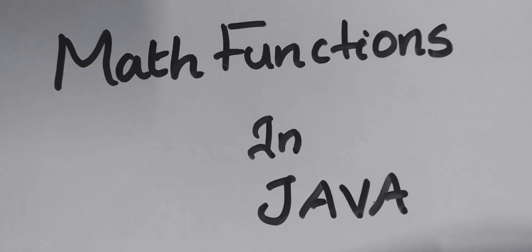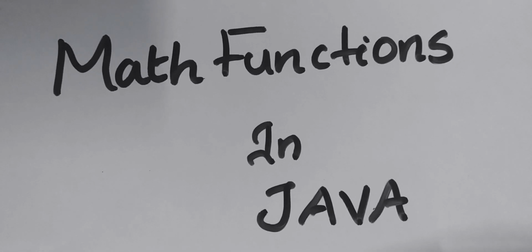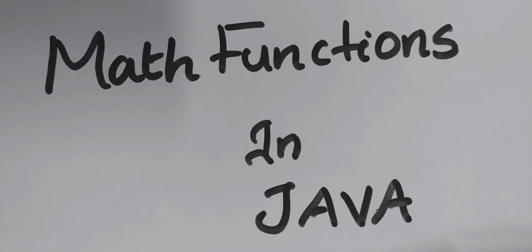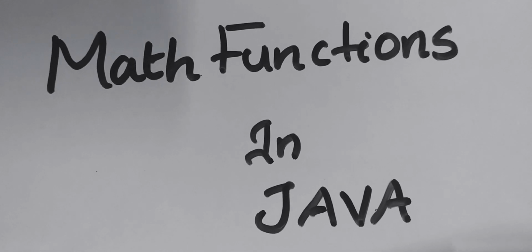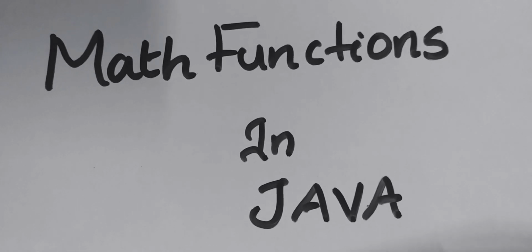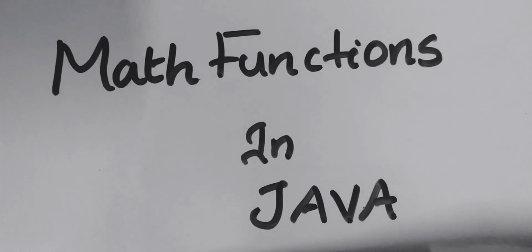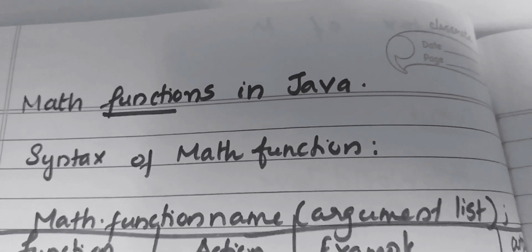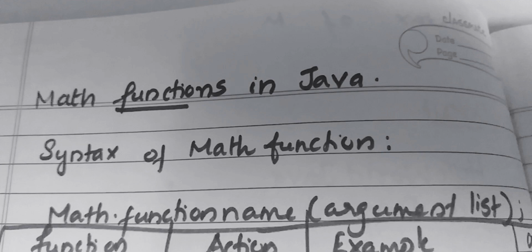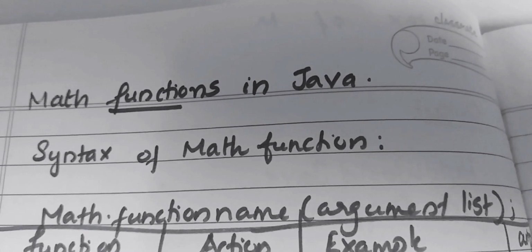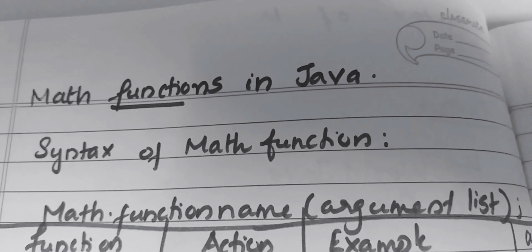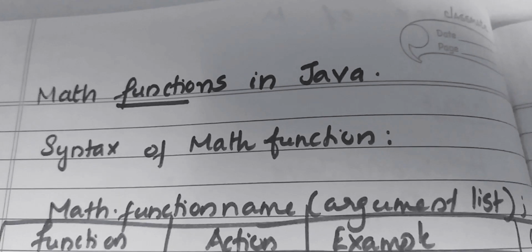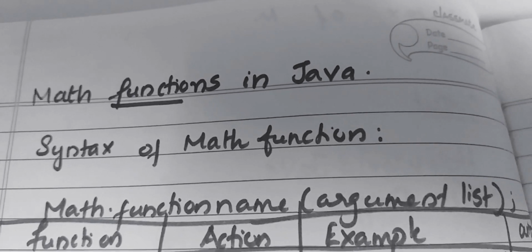This Math class is available in the java.lang package. As you all know, the lang package is the default package which we need not import. So let's see the syntax of using these mathematical functions in Java. That is Math dot function name, bracket, argument list, close the bracket, semicolon. This is the syntax or rule to be used in using a mathematical function in Java.